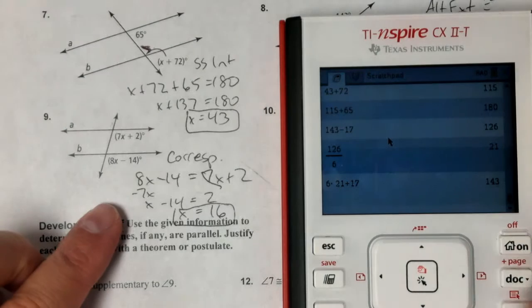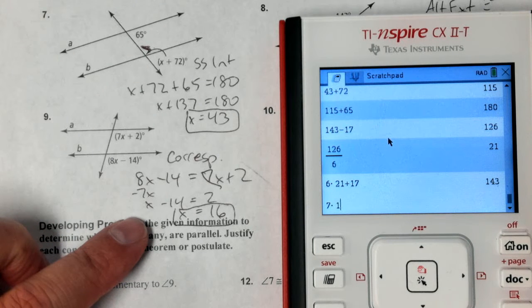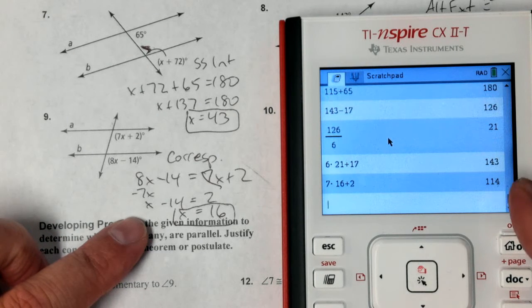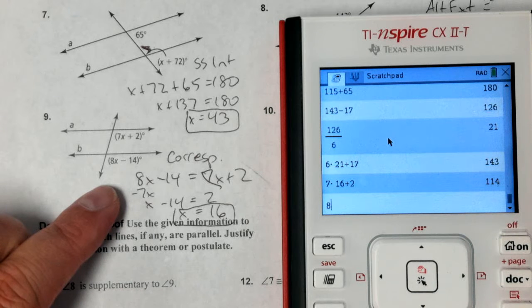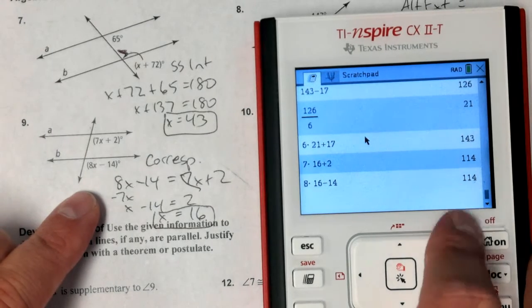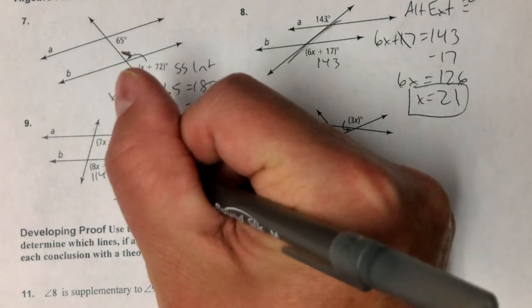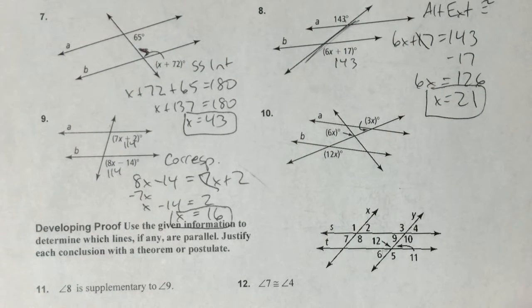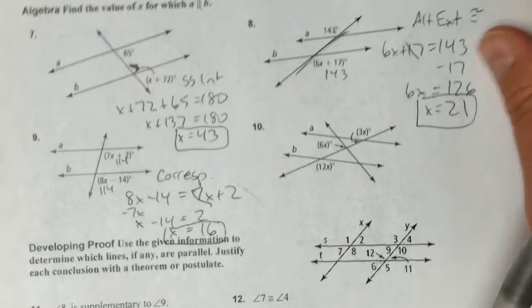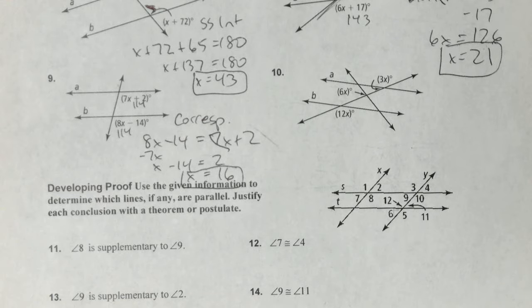And again, as a check, 7 times 16 plus 2 is 114. 8 times 16 minus 14 is also 114. So again, that's how you check it. Both of these are 114. Remember, if you plug it in and get a negative answer, you probably missed it. Your angles would have to be between 0 and 180.